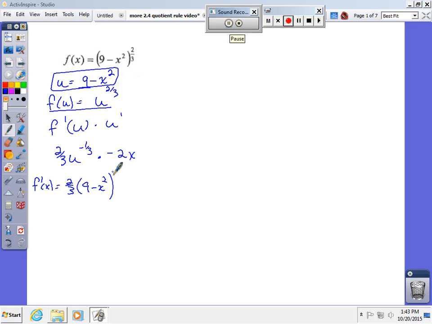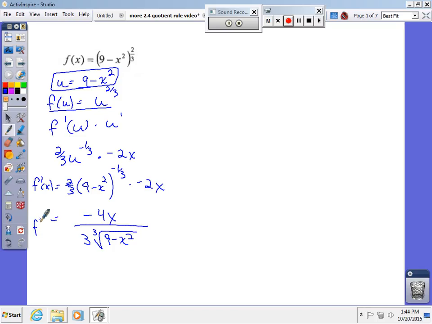Okay, on to the negative 1/3 times negative 2x. And the last thing I want to do is just simplify this. So the numerator, it looks like I'd have a negative 4x, and the denominator I'd have 3. I'll just write it as the cube root of 9 minus x squared. And there's f prime of x.